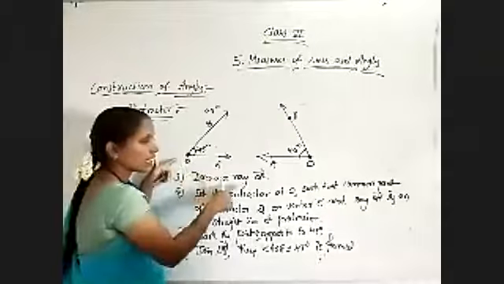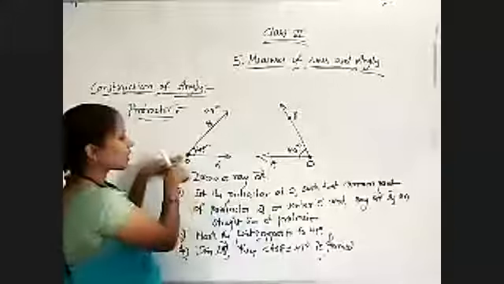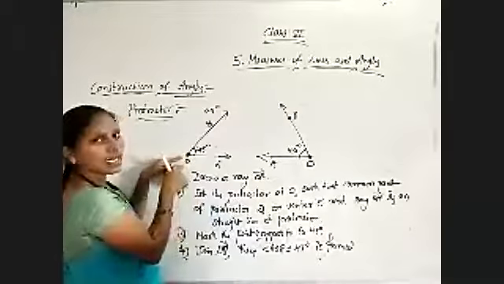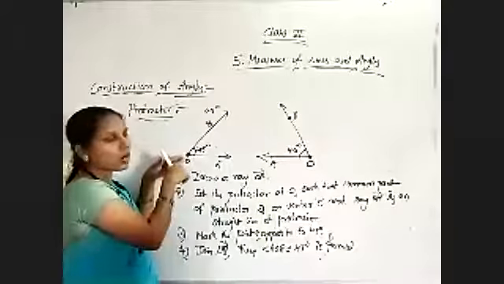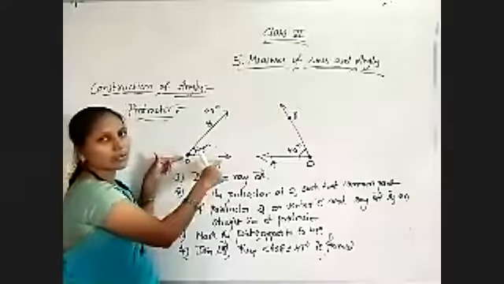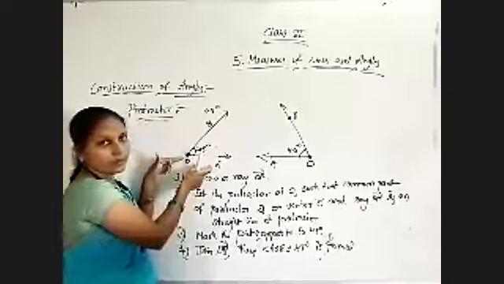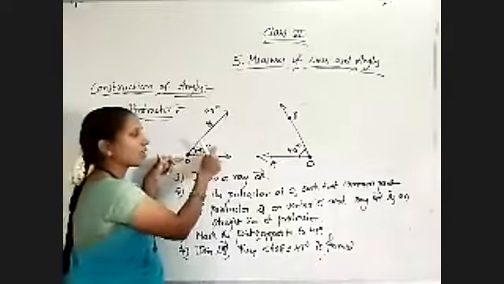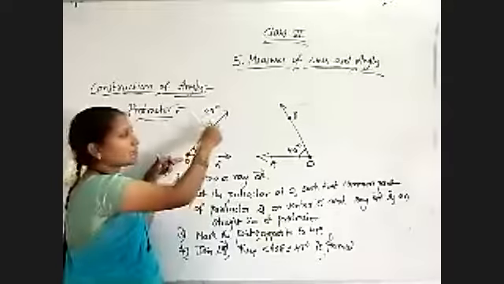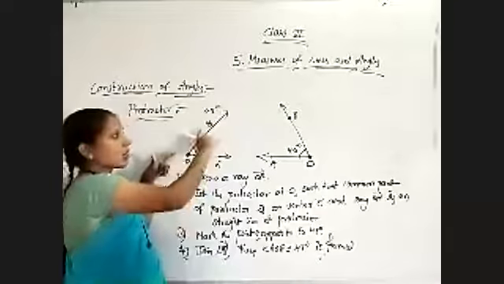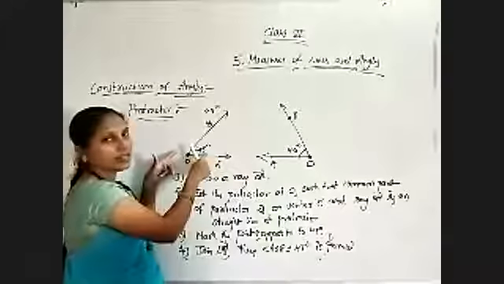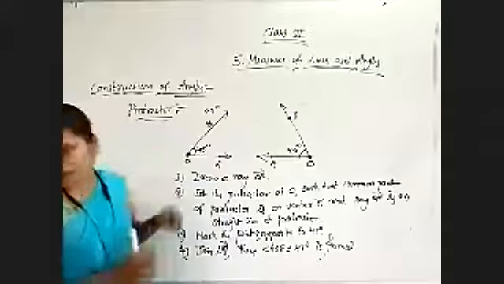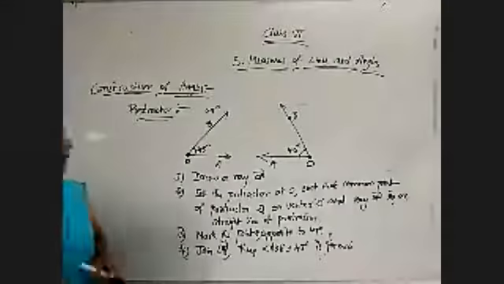So, draw a ray OA. Set the protractor at O. How are you setting it? The common point of the protractor is on vertex O and the straight line of the protractor is on OA. Okay. And after that, where you are getting 45 degrees, mark the point B. Remove the protractor and join OB. Thus, the required angle AOB equal to 45 degrees is formed. That's all.